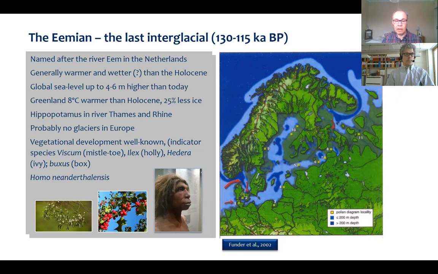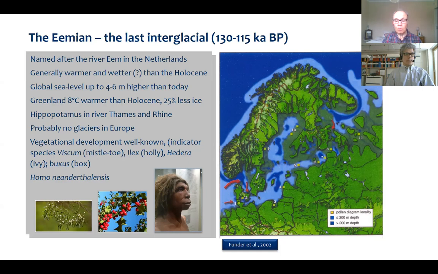It's named after a small river in the Netherlands called Eem. And we know from a lot of investigation that the Eemian was generally warmer and wetter than the Holocene. The global sea level has been reconstructed from coral reefs in the tropics, and they tell us that the global sea level was probably up to 4 to 6 meters higher than the present sea level. There are also some investigations from Greenland saying that Greenland may have been very warm, maybe up to 8 degrees warmer than the Holocene, and that the ice on Greenland may have been 25% less than today. So maybe that can be an equivalent of what will happen if the global warming continues into the future.